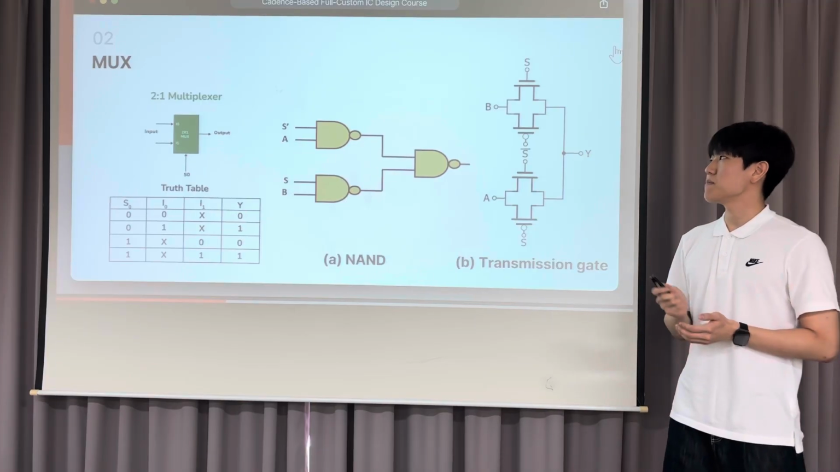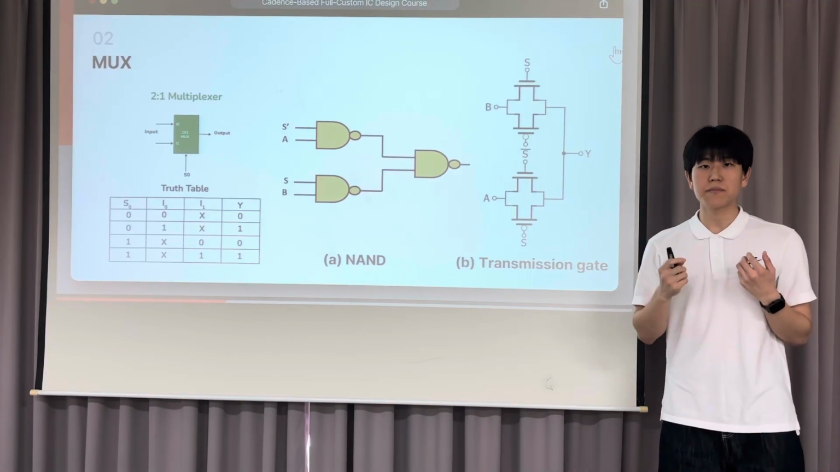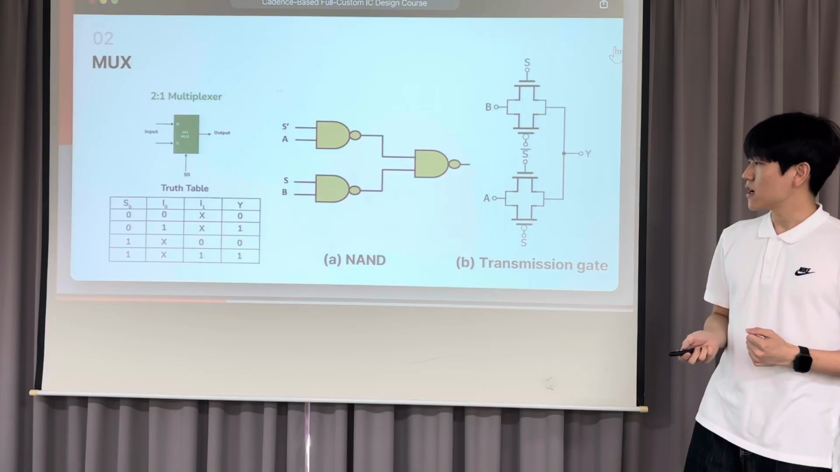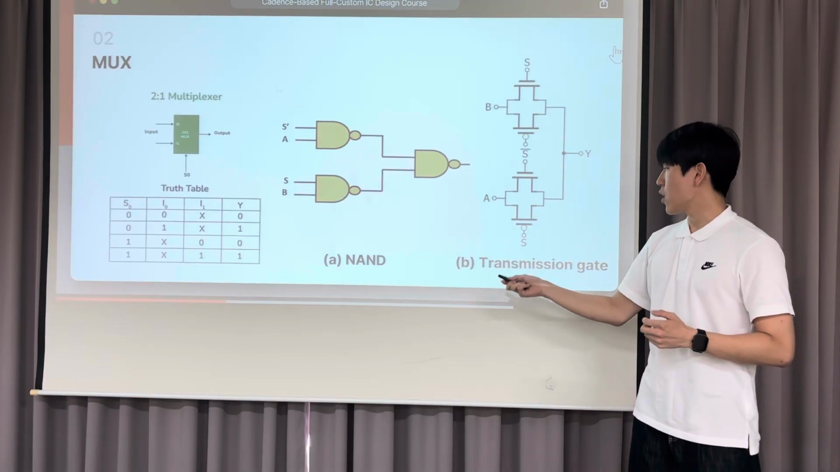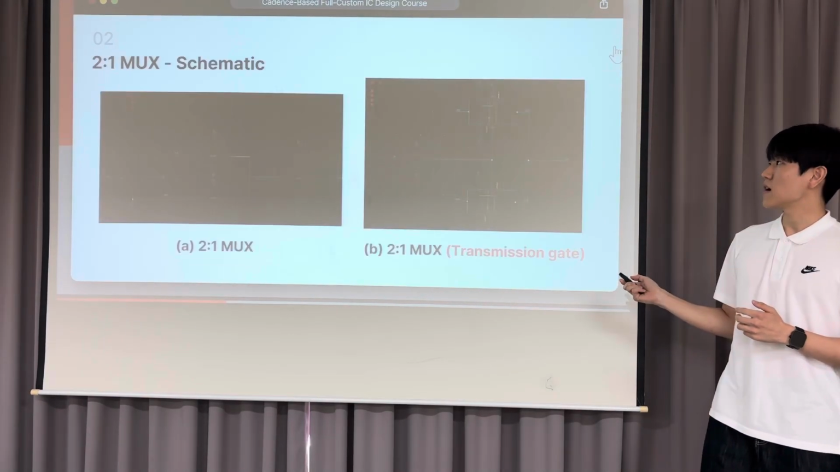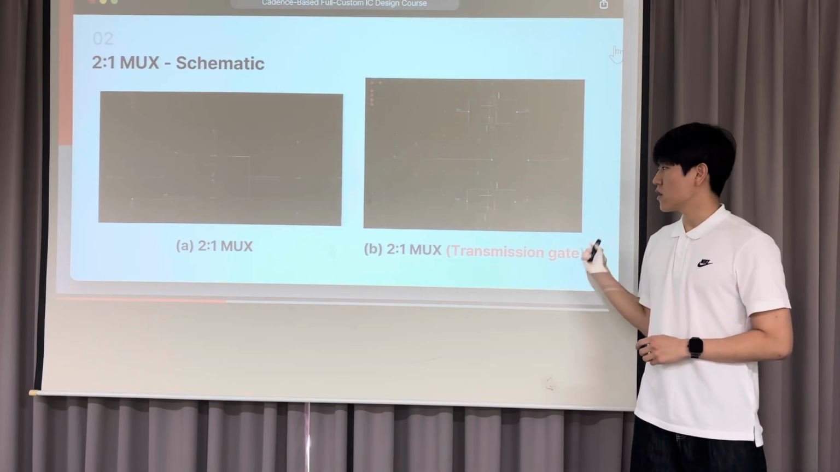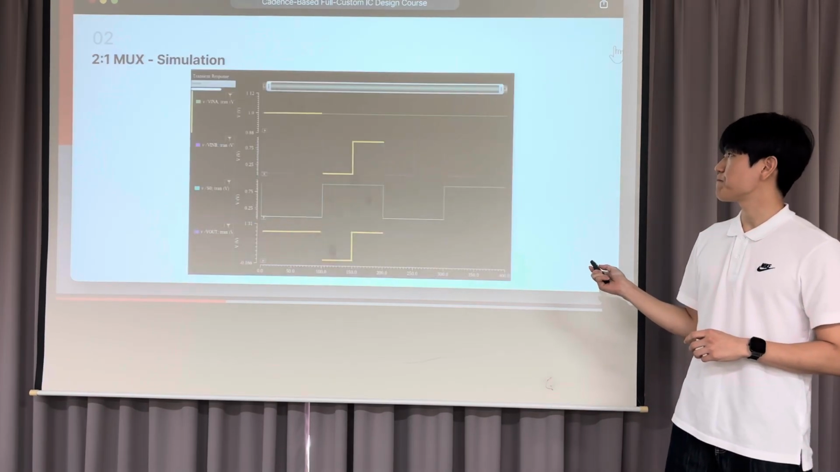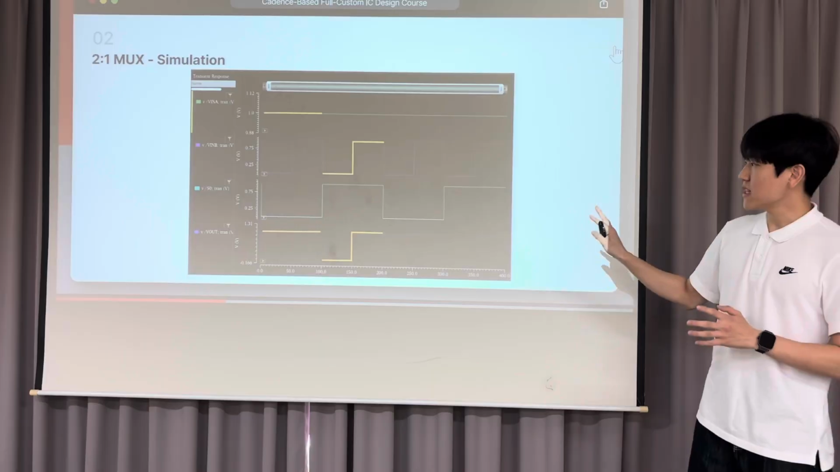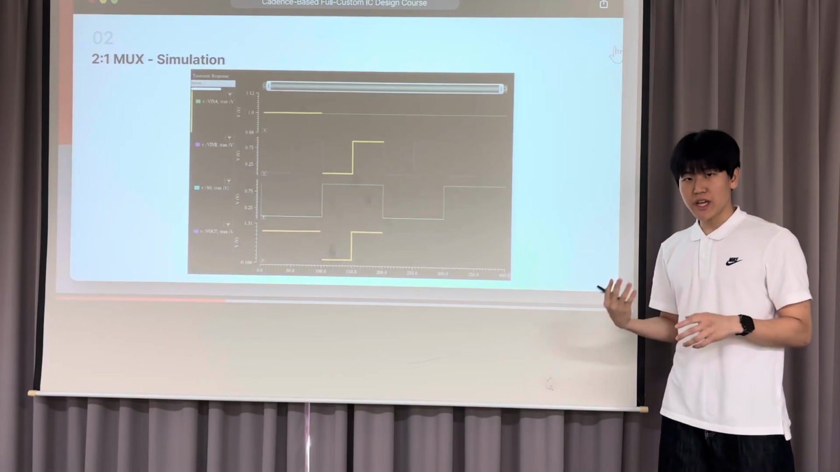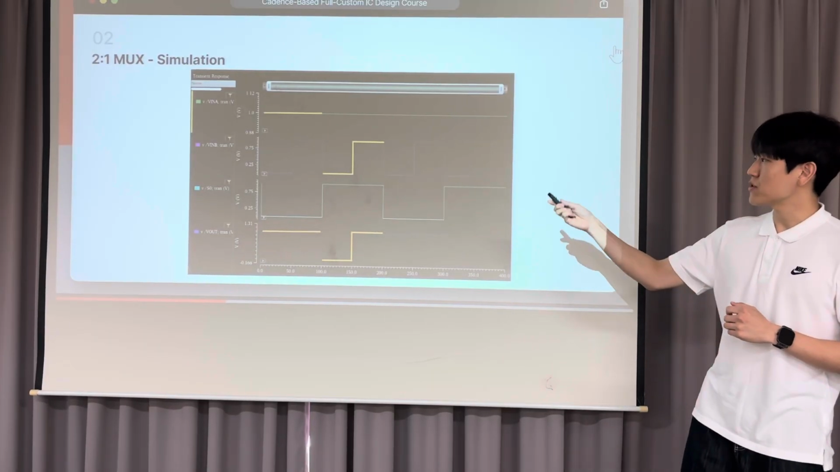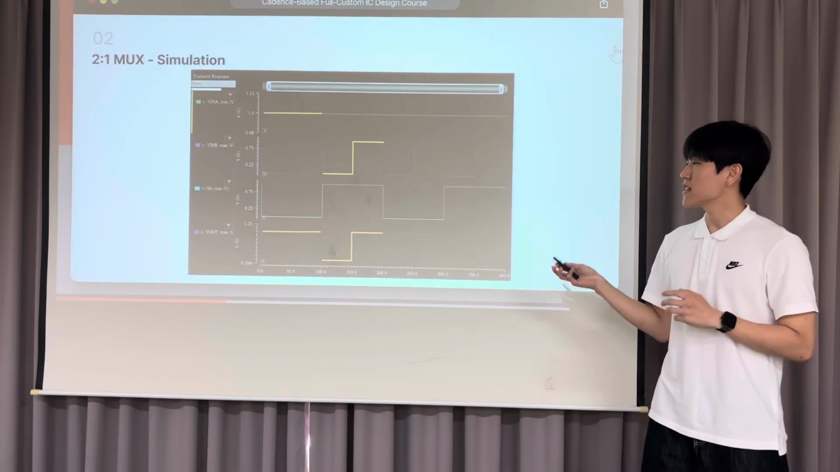So let's see the MUX. I designed the multiplexer in two different ways. The first is using NAND gates, and the other is using transmission gates. So this is the schematic of the 2-to-1 MUX. And you can see the output correctly changing based on the input and select signals in the simulation.